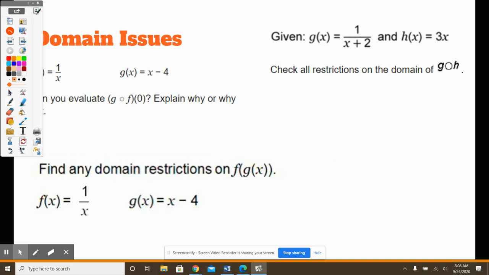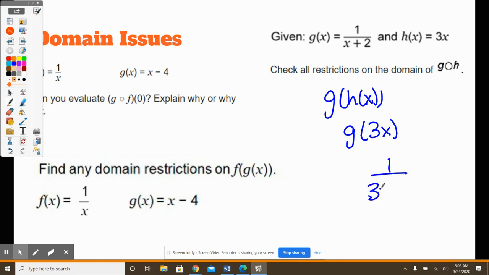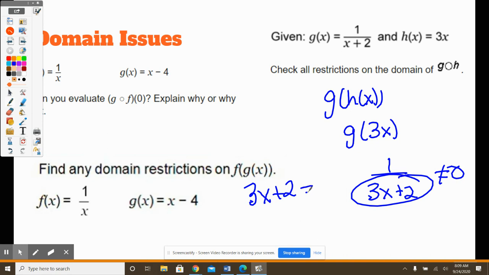If you want to just find the rule and check after that, g of h of x would be g of 3x. Go to function g, take out the x, put in a 3x, 1 over 3x plus 2. You would know that guy cannot equal 0, and you can solve it as well. 3x plus 2 cannot equal 0. 3x cannot equal negative 2. x cannot equal negative 2/3.